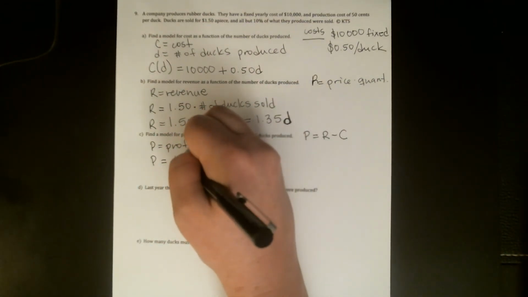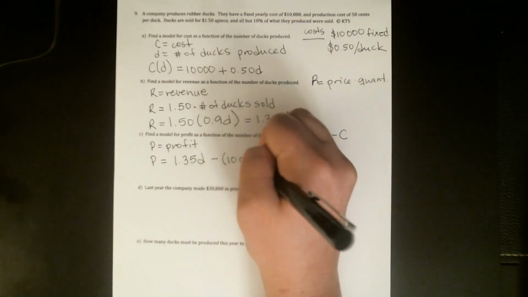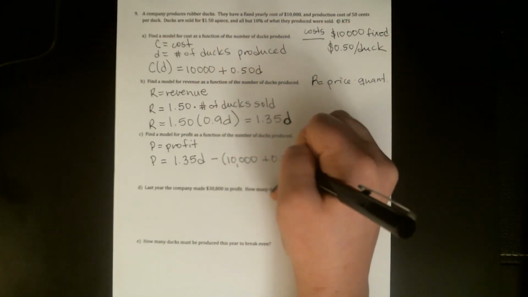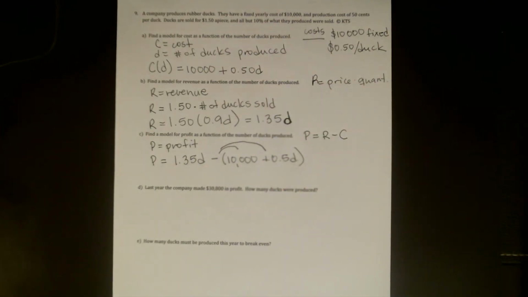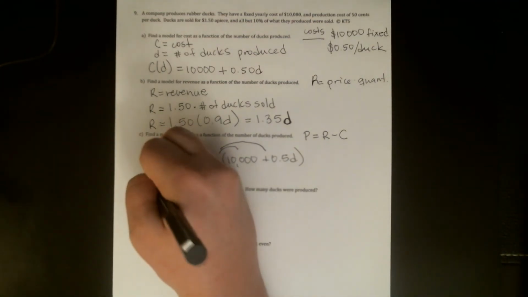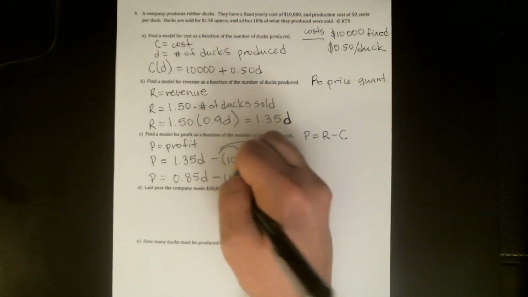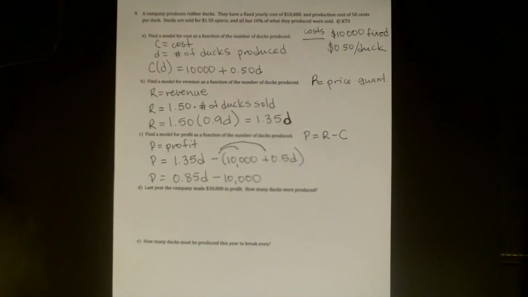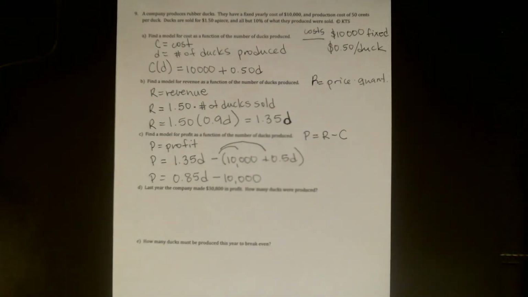If the revenue is $1.35 per duck produced, and then we subtract off our costs, $10,000 plus $0.50 per duck. This minus sign really does need to distribute, so make sure you end up subtracting the 0.5D, not adding it. So what are we going to get here? P is equal to 0.85D minus 10,000. So basically, if it costs us 50 cents to make a duck, and it averages out to $1.35 in revenue per duck, we're making 85 cents in profit per duck, but we have to make up for the $10,000 before we really start making profit.